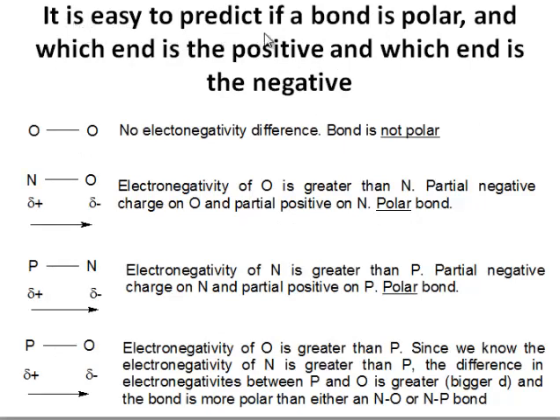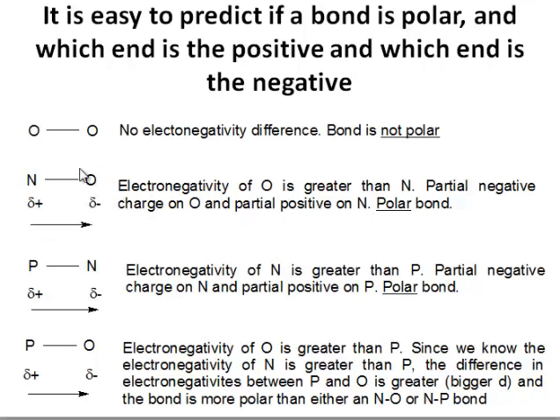If you know about electronegativity, it's easy to predict if a bond is polar, and which end is positive and which end is negative. If you have two atoms of the same element bonded together, two oxygens, there can be no electronegativity difference, and the bond is not polar. Take this situation when you have a nitrogen bonded to an oxygen. Oxygen has a greater electronegativity, which you know because it's to the right of nitrogen in the periodic table. Therefore, there is a partial negative charge on O and a partial positive on N.